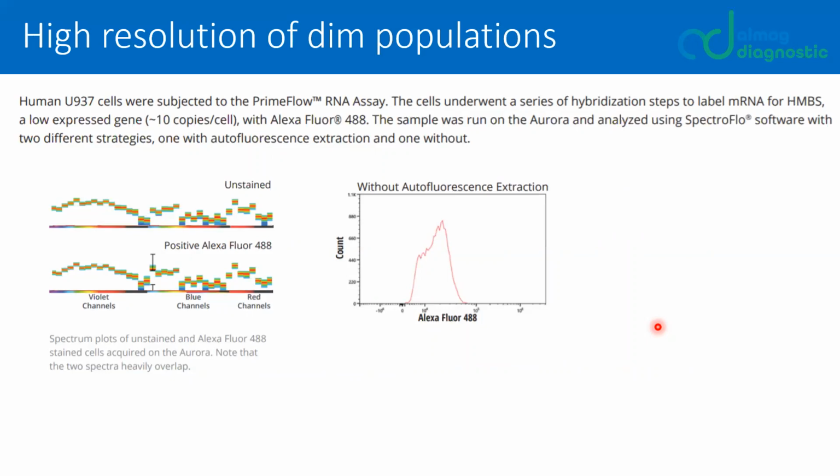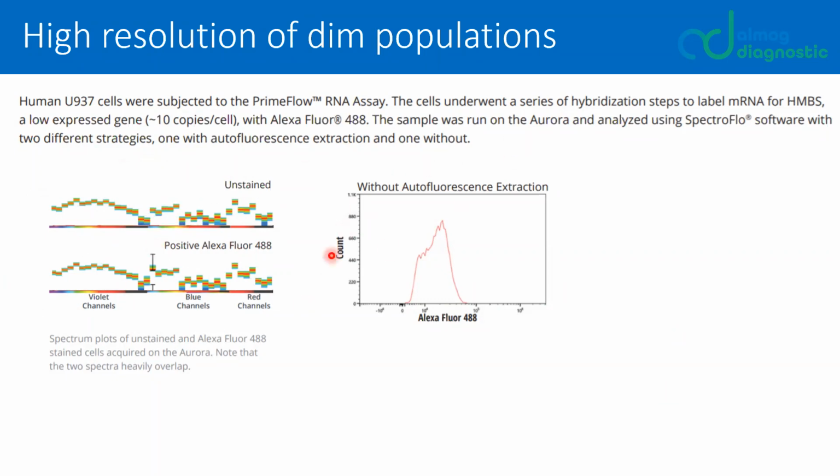In this example, messenger RNA of a low expressed gene in a lymphoma cell line was labeled with Alexa Fluor 488, and it was run on the Aurora instrument. As seen in the spectrum signatures here, the signature of the unstained cells and the signature of the Alexa Fluor 488 are almost identical. So they are really heavily overlapping.